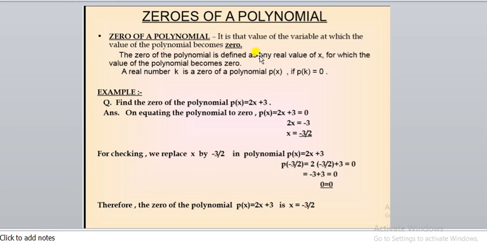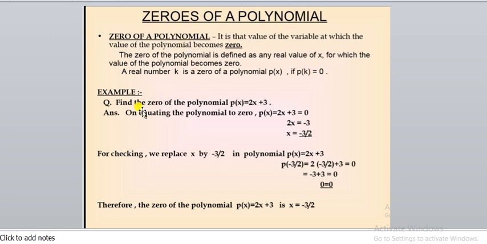The zero of the polynomial is defined as any real value of x for which the value of the polynomial becomes 0. It means that on putting that value of x, the value should come out to be 0. A real number k is a zero of the polynomial p(x) if p(x) is the polynomial and k is a real number. If we put k in place of x, the value of the polynomial should be 0. So we can say that k is a zero of that polynomial if p(k) is 0. If p(k) is not equal to 0, then k will not be the zero.